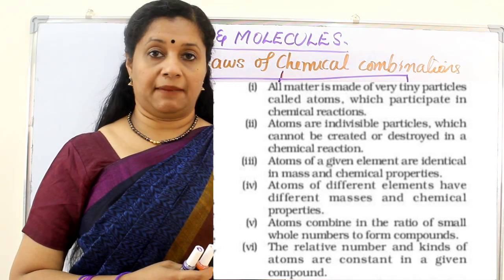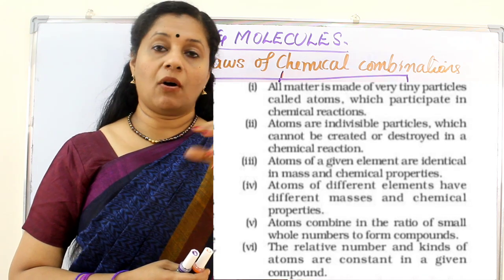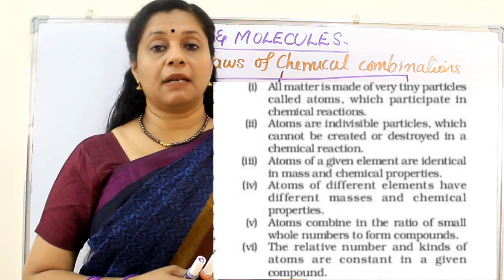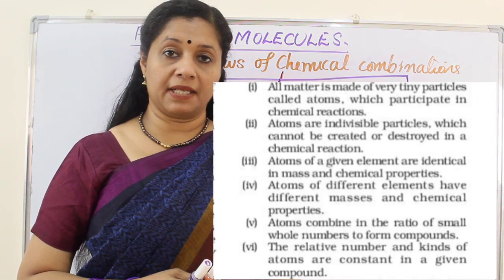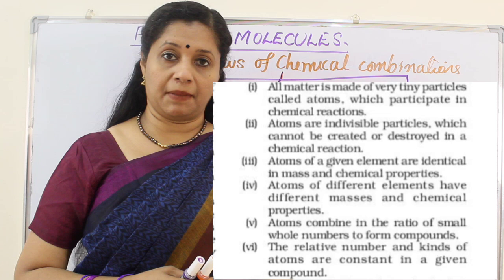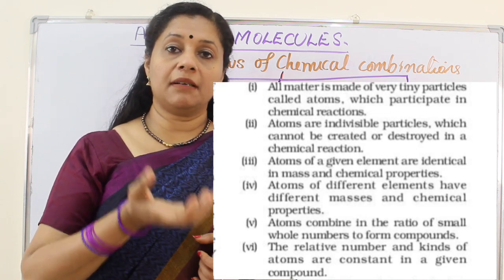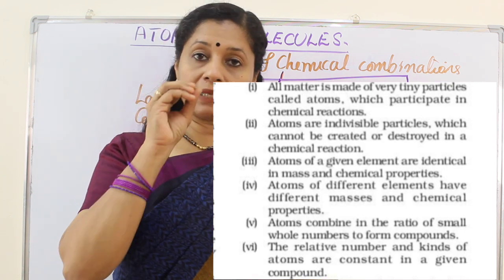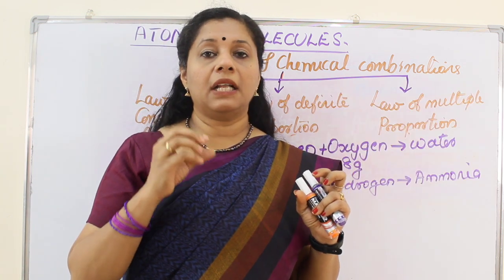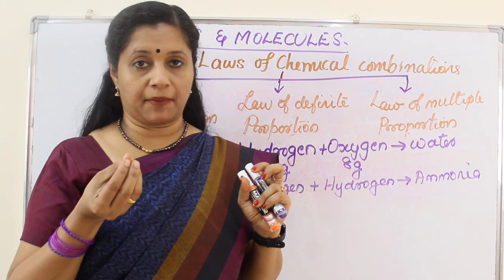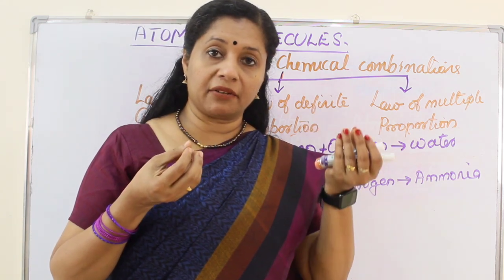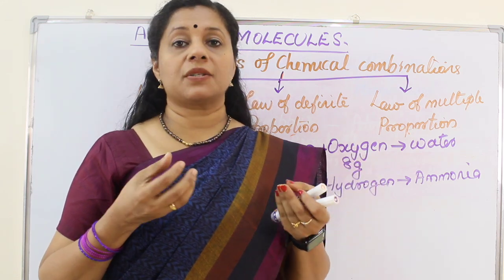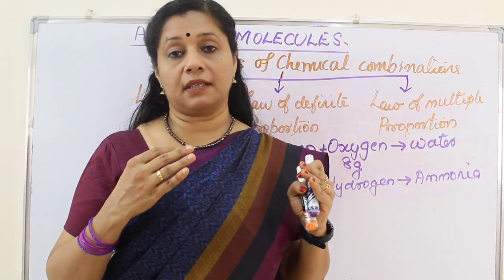Atoms of a given element, for example, suppose I take carbon. All atoms of carbon are the same in mass and chemical properties. Atoms of different elements have different mass and different chemical properties. For example, carbon is an element, hydrogen is another element. The atoms making up carbon will have the same mass and the same chemical properties, which will be different from the mass and chemical properties of hydrogen atoms. Okay, so these are the two points, the third and the fourth points.